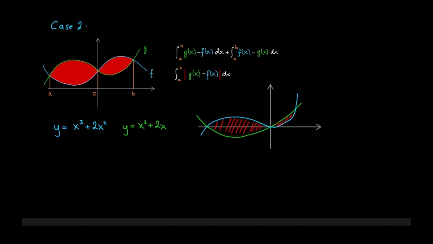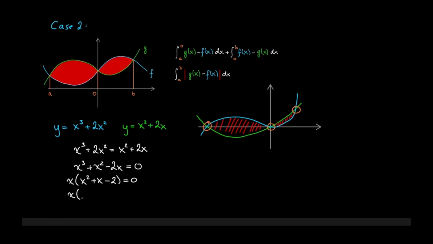Please note that this time we do not have bounds which are given, which means we have to find them ourselves. So step number 1 would be to find these 3 points of intersection. That means we have to equate x cubed plus 2x squared to x squared plus 2x. I then move everything to the left-hand side and equate this to 0. And then I can actually factor out an x, which would leave x squared plus x minus 2 in the parentheses.